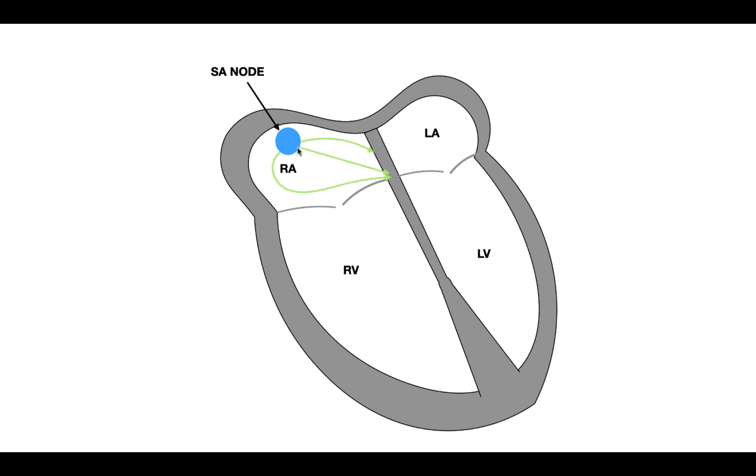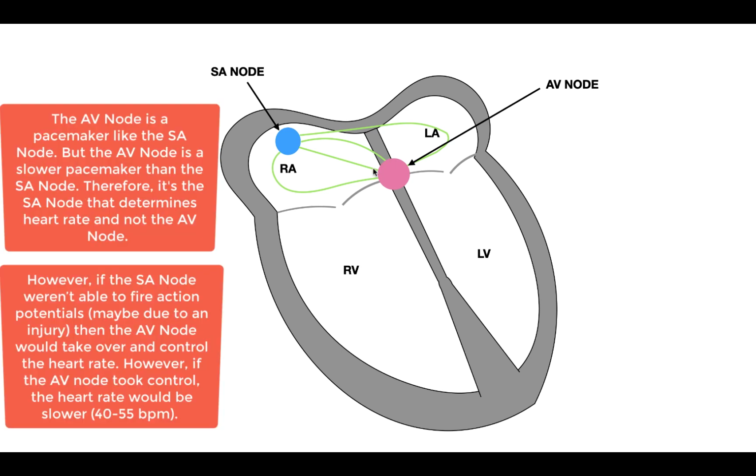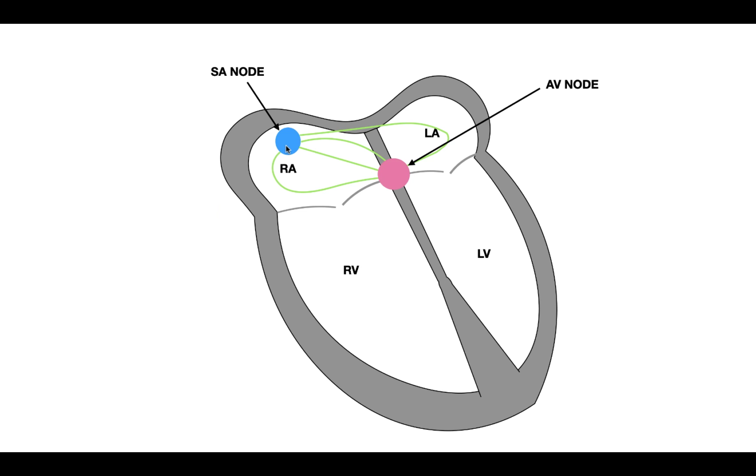From the SA node, we get these spontaneous action potentials. And these action potentials move across the atria into a specific point called the AV node. The AV node is another set of pacemaker cells, but these pacemaker cells in a normal healthy heart do not determine the heart rate. This is because the pacemaking ability of the AV node is slower than the SA node. Since the SA node is a faster pacemaker, in other words, it releases more action potentials per minute, the AV node is not going to determine the heart rate.